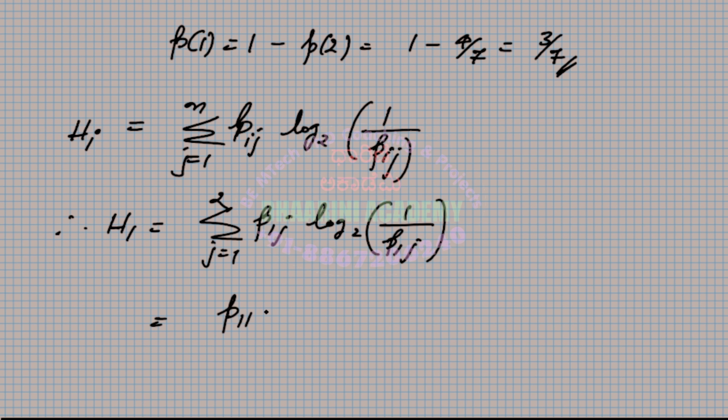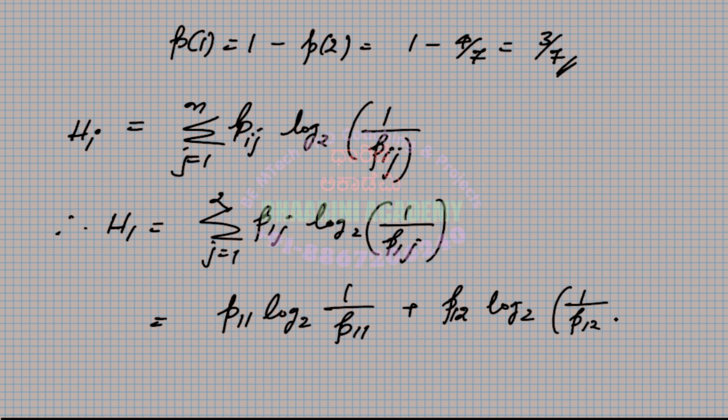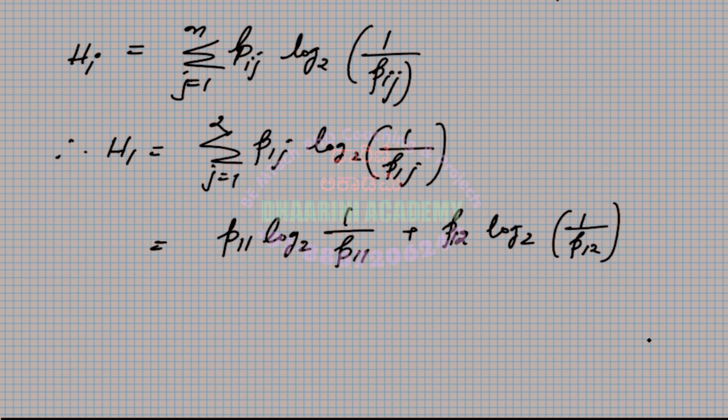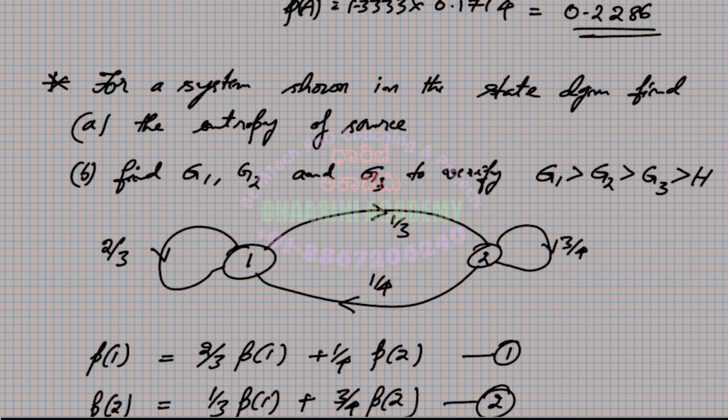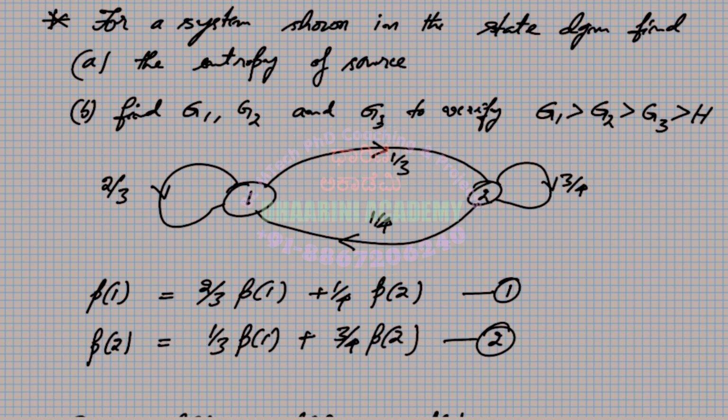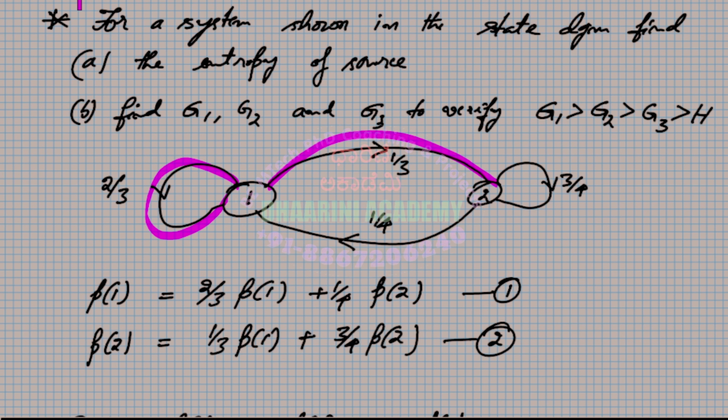So this is P11 log to the base 2 1 divided by P11 plus P12 log to the base 2 1 divided by P12. That's all. From that particular state, whatever connections you have, substitute over here. So P11 and P12, let's quickly look at what we are talking about. P11 is this state, starting from 1 going back to 1. P12 is starting from 1 going to the second state. Only these two I'm supposed to write. So 2 by 3 and 1 by 3 are the two terms which I'm going to write here.